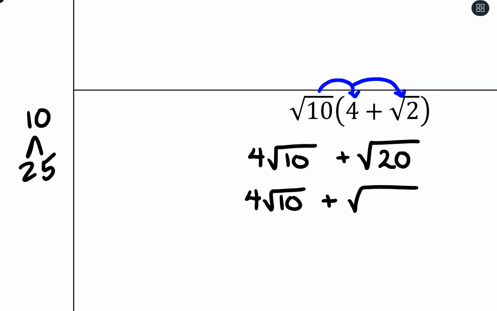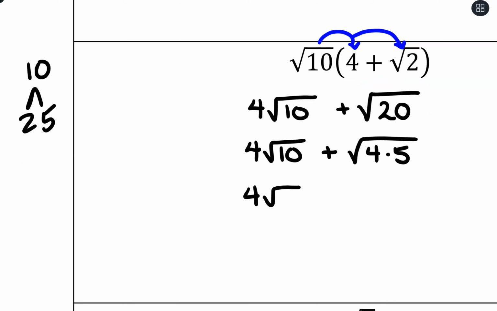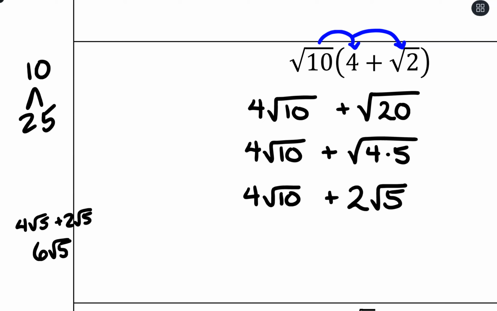But 20 I could re-express as a 4 times 5. So that would be a 4 root 10 plus square root of 4 is 2, but then we still have a 5 trapped underneath. And then that would be it. As a reminder, with adding or subtracting radicals, you have to have the same radicand. So if this was 4 root 5 plus 2 root 5, then we could combine those to a 6 root 5. It's just like having 4x plus 2x being 6x. It's very similar to that process.